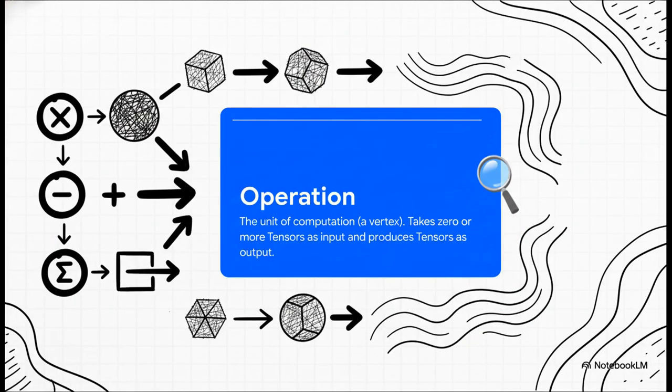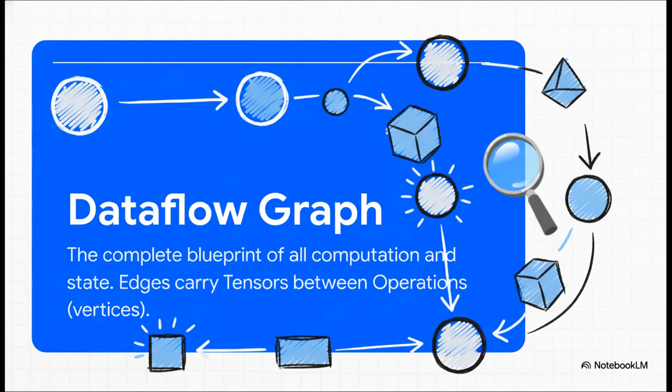The flow part comes from operations. If tensors are the nouns, operations are the verbs. They're the nodes in our graph that do the actual work. Things like matrix multiplication, or adding 2 numbers, or reading data from a file. They take tensors in, do some math, and spit tensors out. This is the how.